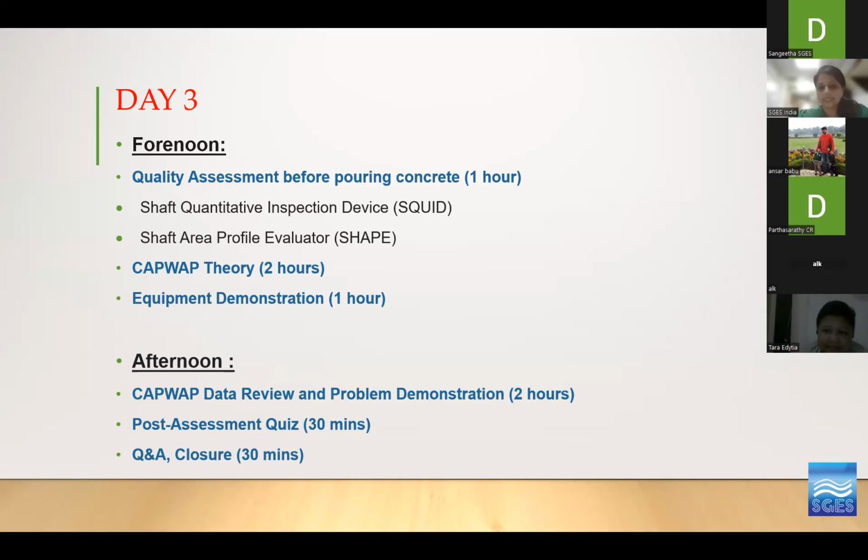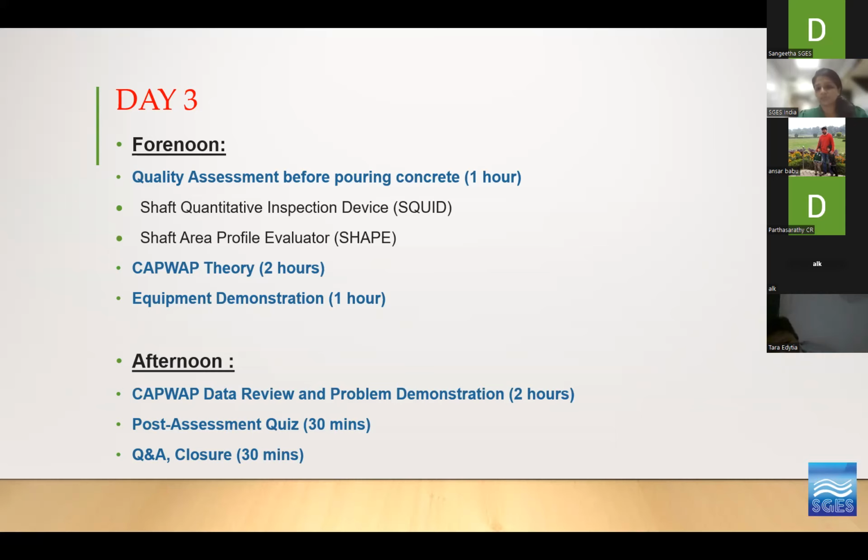Moving to the last day, we'll have a quality assessment before the pouring, that is shape and squid, which is very important to determine the bottom contamination as well as the profile of the pile. Then we'll come to CAPWAP theory and equipment demonstration. We'll get a real feel of the equipment, how it is used, and our experts will be explaining that.